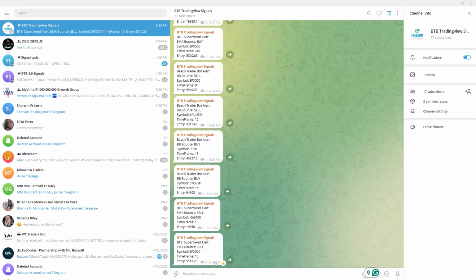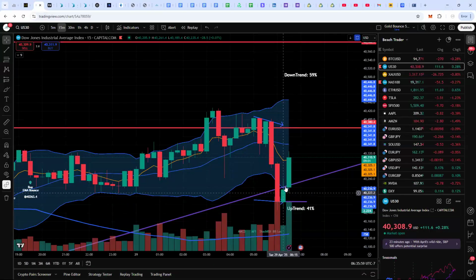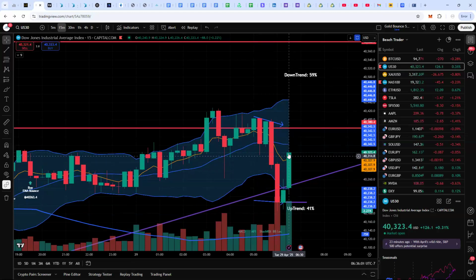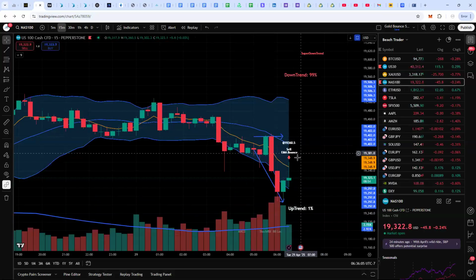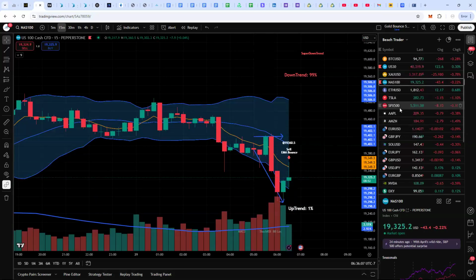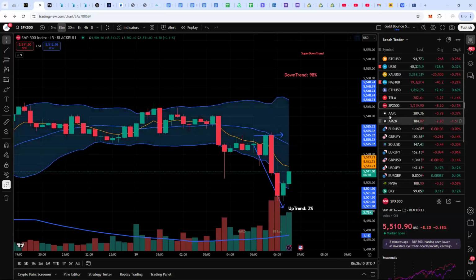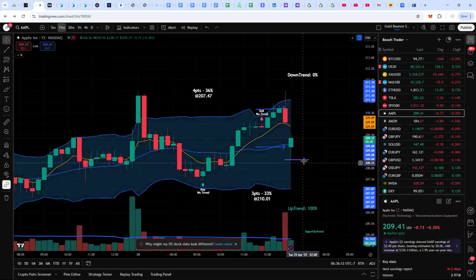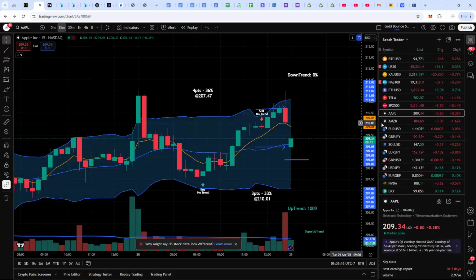Sell SPX 633, sell NAS. We got the buy right here that just happened. So even if we weren't looking at TradingView, the same thing's happening on there. Look at this buy right here. Boom, went straight up. Beautiful. Look at the NAS going down. SPX went down. Apple, look at Apple. We had Apple going up. Look at you. Come on.